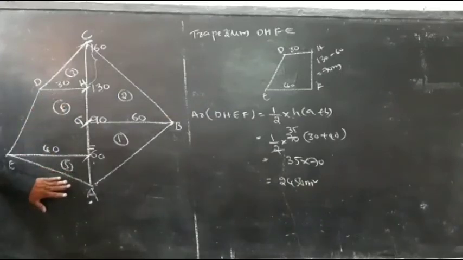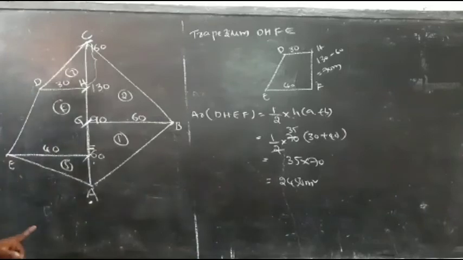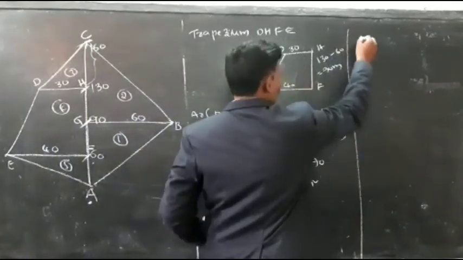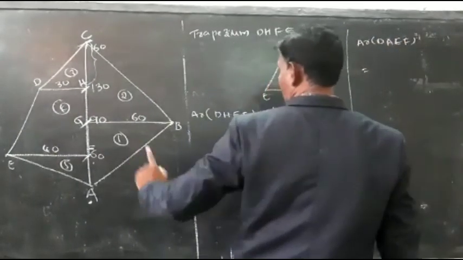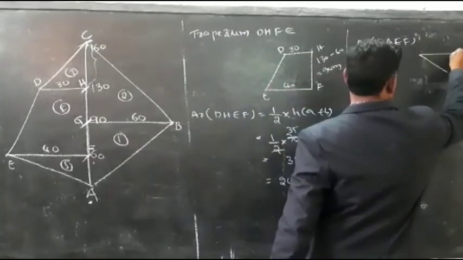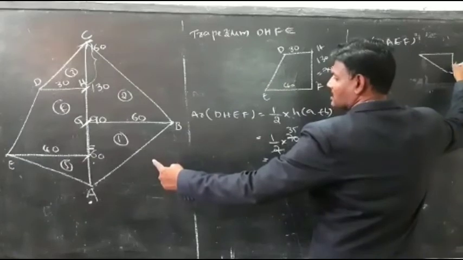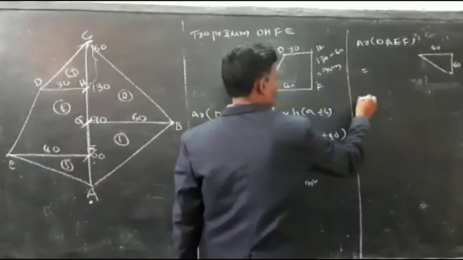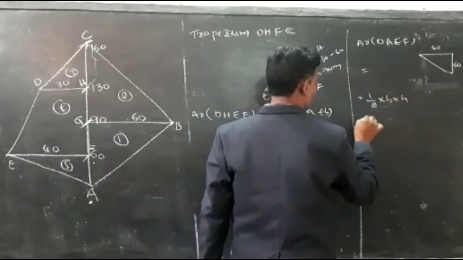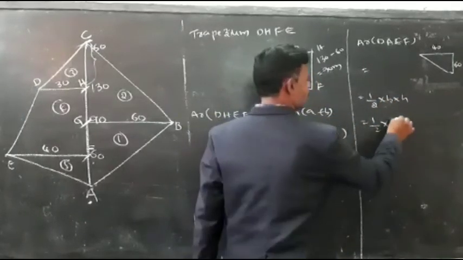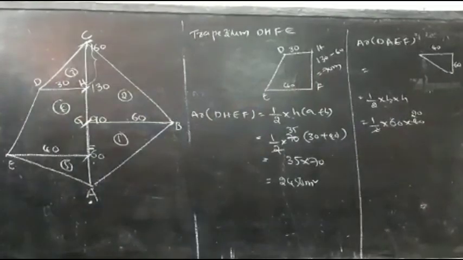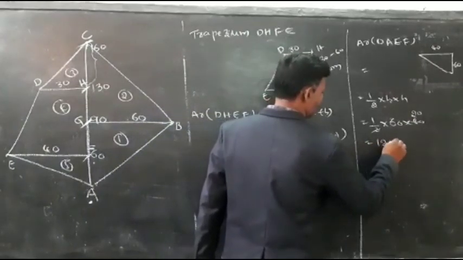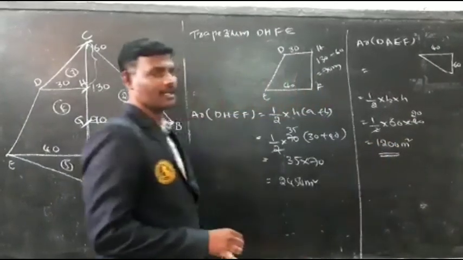Next I need the area of the fifth figure, triangle AEF. How is the triangle AEF? Like this. The base of the triangle is 60 and the height of the triangle is 40. Area is half into base into height, half into 60 into 40. It is nothing but 1200 meters square. So that is the area of the fifth figure.